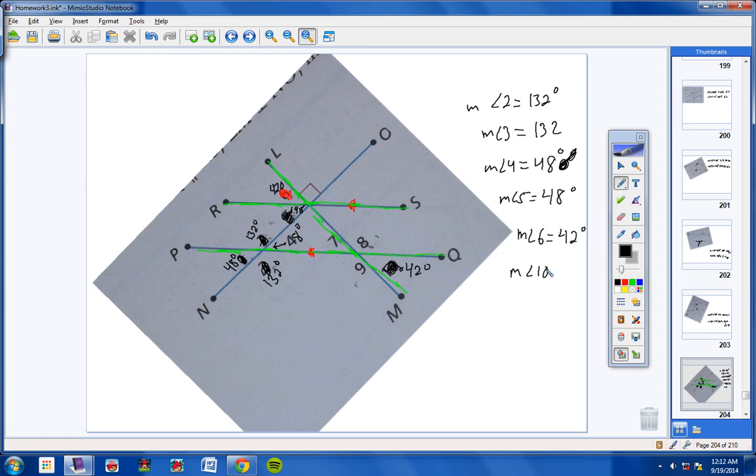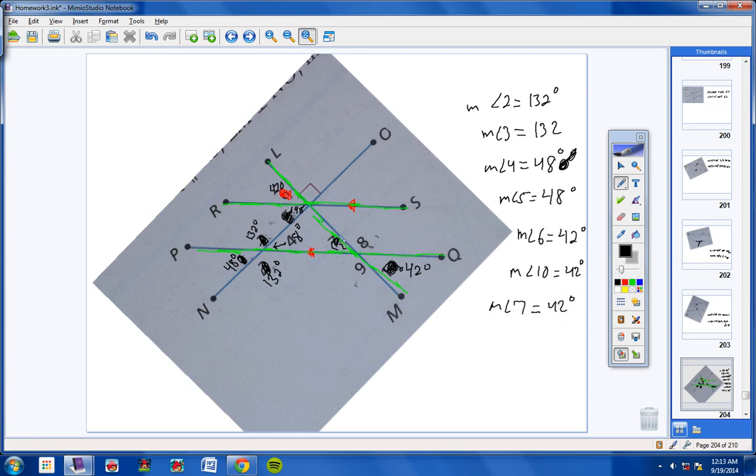And now we're home free. The rest of it's really easy. You're like, really, Mr. Earhart? Yeah. First of all, vertical angles. This angle here and angle 7 are vertical angles. So if angle 10 is 42 degrees, then angle 7 is 42 degrees. So the measure of angle 7 is 42 degrees.